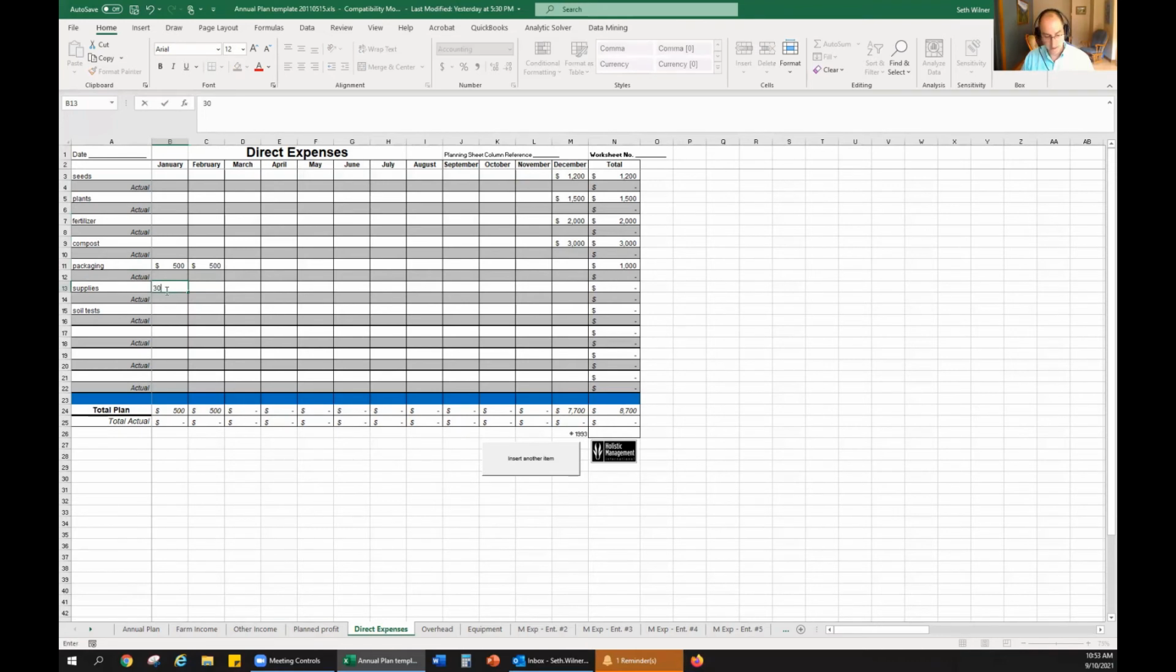Supplies might be 300, 300, 300, and it might actually just go pretty uniformly throughout. But maybe come June, I'm going to need a lot more supplies, and July, and then maybe I'm good, and so I'm not going to buy anything the rest of the year. Soil tests, you're probably going to do your soil testing when the ground thaws. So maybe that's going to be May. Maybe it's just going to be $50, and you're going to do it once.